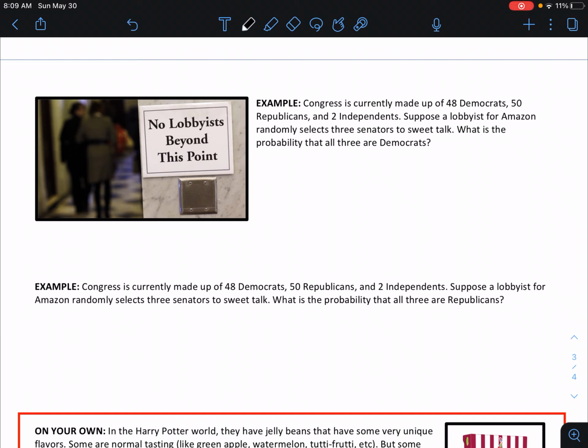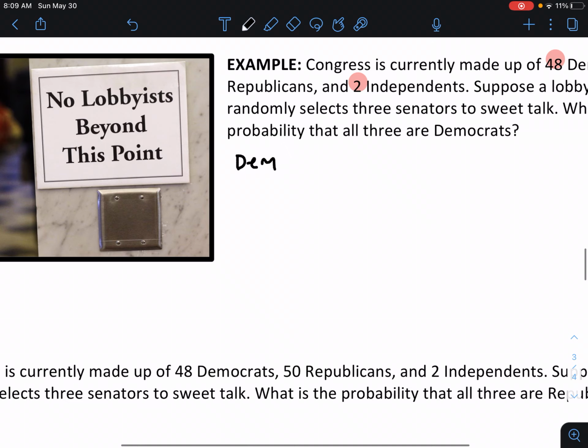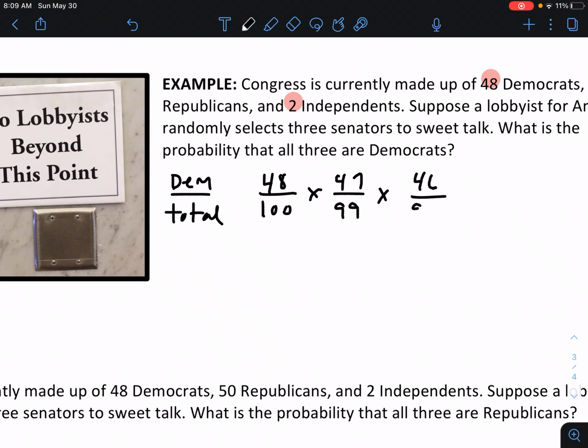Okay, so we need to know what the total is. So we have 48, 50, and 2. If we add those together, we get 100. Okay, so our total is 100. We want to know the probability that all 3 are Democrats. So we're going to create a fraction. Democrats over the total. Okay, so we have 48 Democrats, so we have 48 out of 100. And we're talking about 3, so we create 3 fractions. 47 over 99 and 46 over 98. And then times 100. All right. Handy dandy calculator coming up.